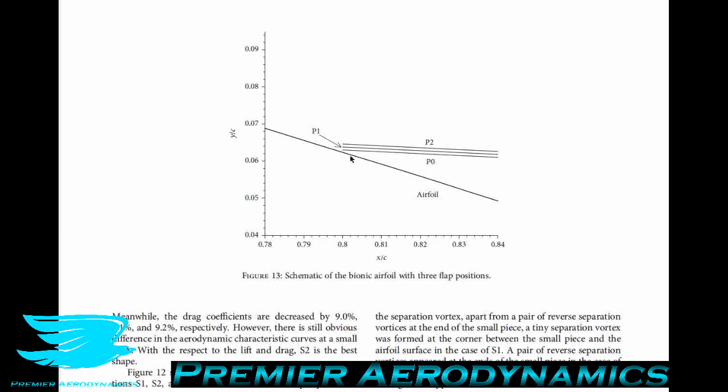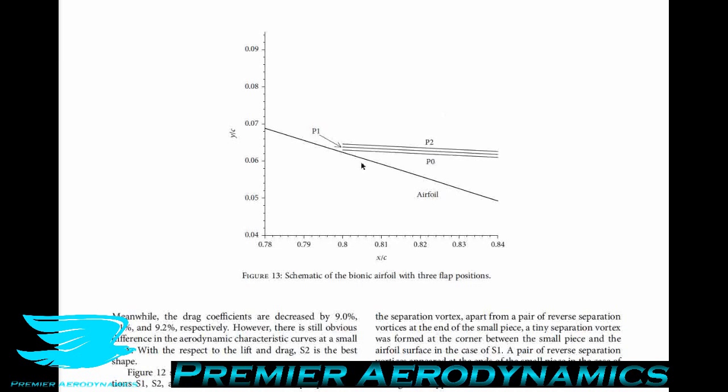Now they've used the chord to non-dimensionalize these distances. I'm not sure if that's the best way or the worst way. It's just a way of non-dimensionalizing this geometry. Another way would be potentially looking at the boundary layer height and non-dimensionalizing the distance of this flap to the surface, I think, because I'm pretty sure the boundary layer height will make a big difference.